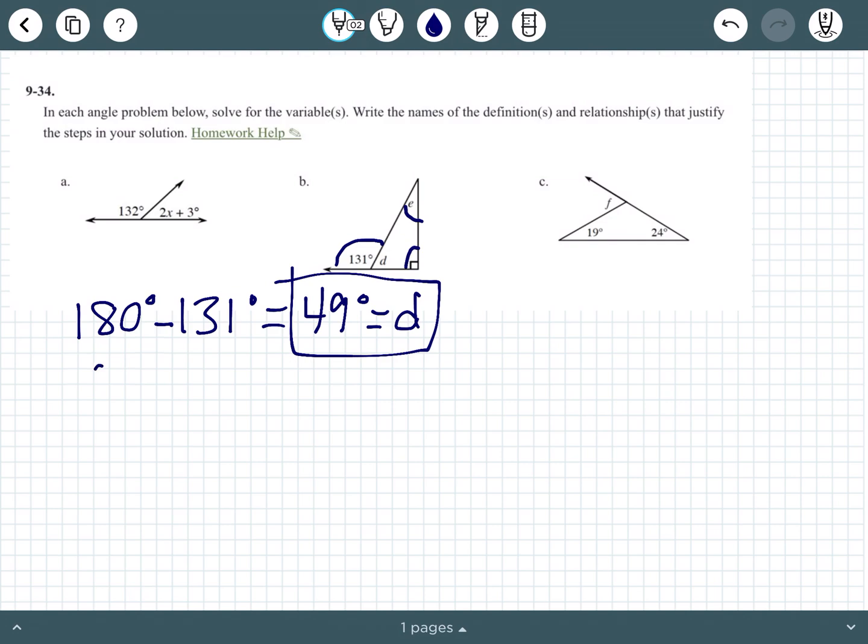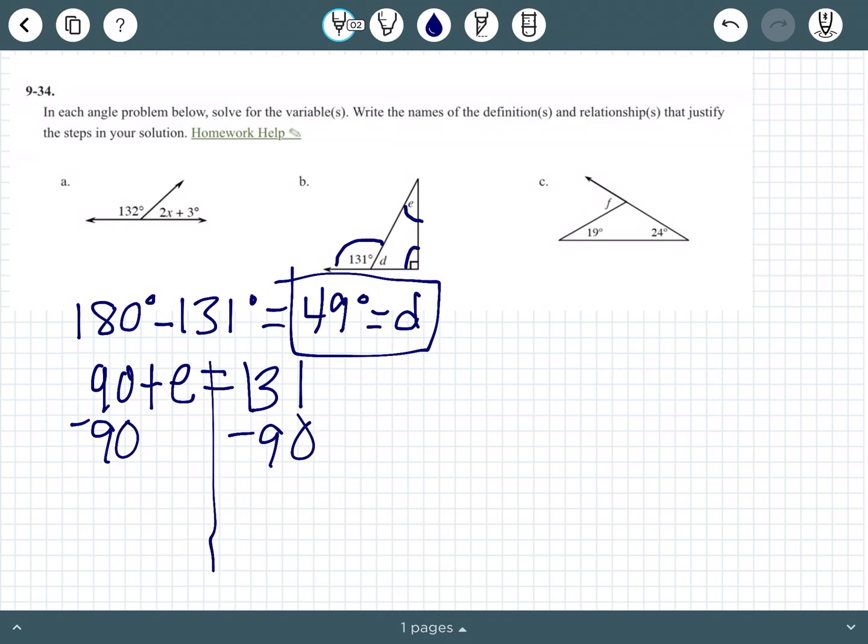So I'm going to do 90 plus E equals 131. Subtract 90 from each side, and I'm left with E on the left. And if you do 131 minus 90, you should get 41 degrees. All right, now we need to do those explanations. So we need to use the definitions and talk about the relationships that justified our solution.